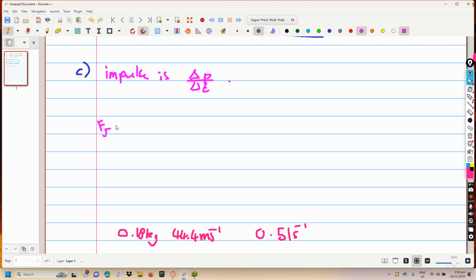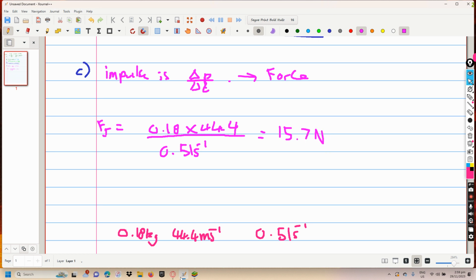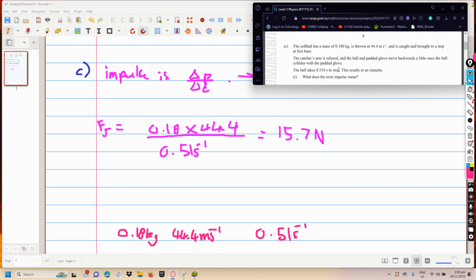So the impulse force is equal to change in momentum, which is 0.18 times the 44.4 divided by the 0.51 seconds, which is equal to 15.7 newtons. Yep, I think that's it. Cool.